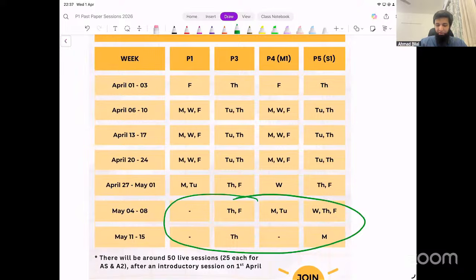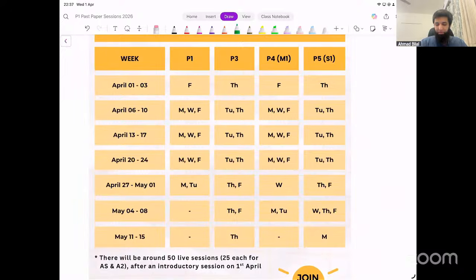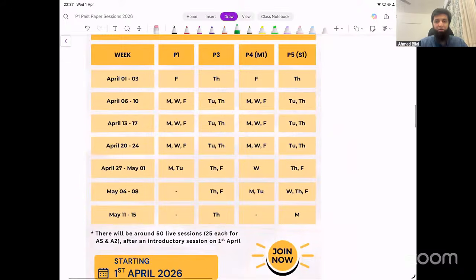Here, what I've done is I have left a couple of days free for you, because on those days, the next day you have some major paper like a physics P4 or a chemistry P4. So on those particular days, we would not have classes, and you have a major paper the next day. But apart from that, we have classes Monday to Friday for one paper or the other.